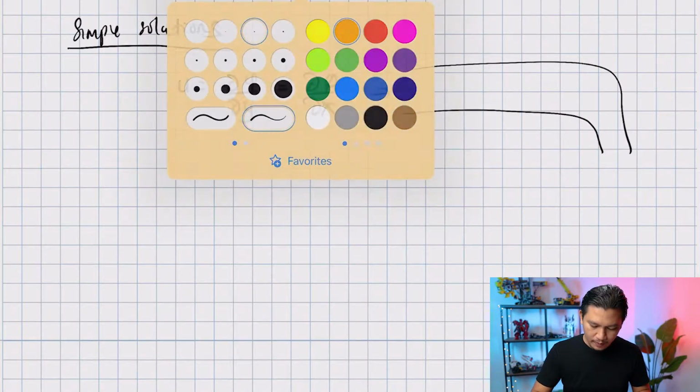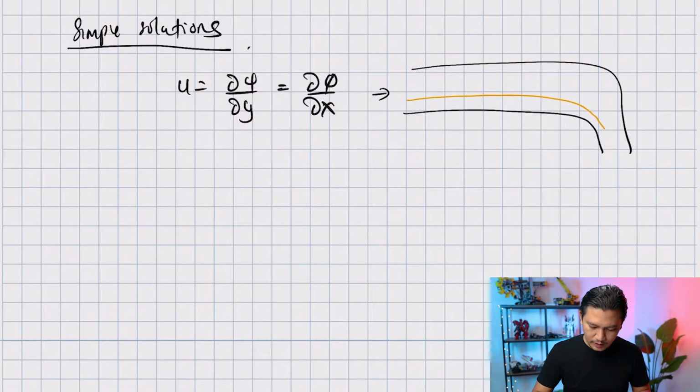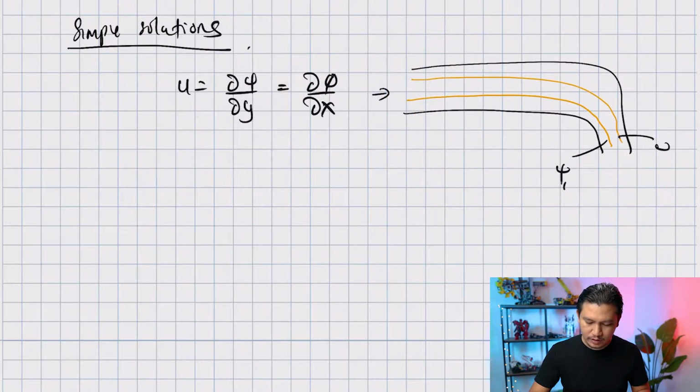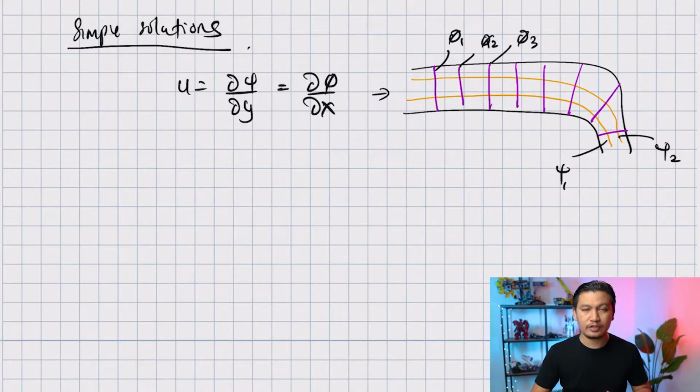So if I have a stream function, one stream function and two stream function that looks something like that. So this is my stream function number 1 and this is my stream function number 2. My velocity potential will look something like this. It will be perpendicular to the stream function. Okay, so this will be phi 1, phi 2, phi 3, and so on and so forth. I thought this is interesting to tell because later we are going to try to plot both stream function and velocity potential in those 4 types of flow.